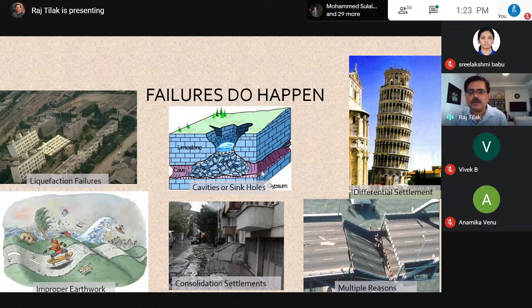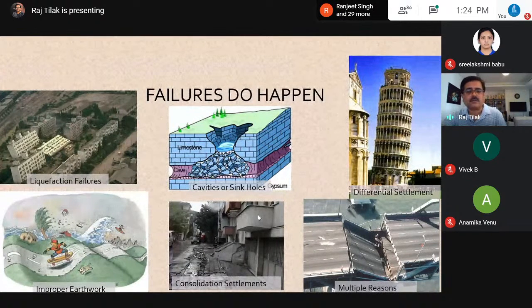Pisa Tower, everybody knows it. This is a classic case of differential settlement. Nothing to discuss about it. So failures do happen either because of long-term settlement. You had a road matching with the plinth of the building, but suddenly you see after 10 years your building has gone down. So you now need to provide stairs to go inside the house or provide a ramp, whatever it is. So these things do happen in life.